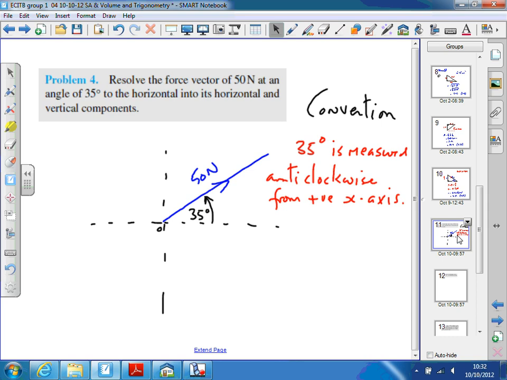Now I want to resolve it into its horizontal and its vertical components. That means I need to find the effect of this force vertically and horizontally. So I'd label them FV and FH, and I'd use trigonometry to do it. I'd imagine this force line is shifted over here, and that's my vertical component. It's actually acting at this point in the middle, the origin, but to calculate it, I just make it form the missing side of my right angle triangle. Because of this convention, 35 degrees measured anti-clockwise, I know it's going that way.